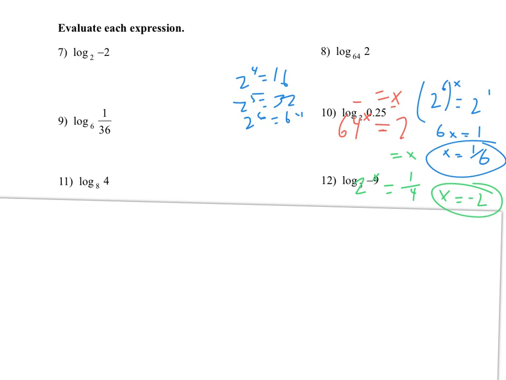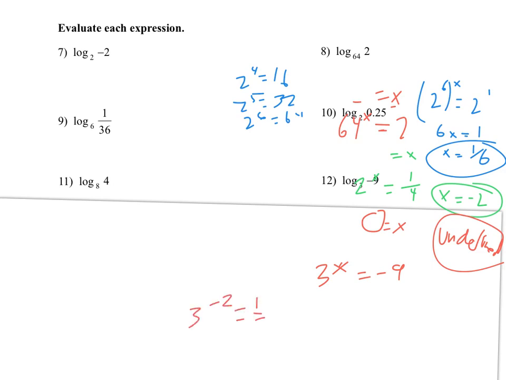And then lastly here for this one, well, actually, I already know that if it's a negative inside here, that's going to be undefined because we're not allowed to have negatives inside of a log. But if you actually switched it to 3 to the x equals -9, you could see that there's no exponent that turns a positive number negative. We know that 3 to the -2 power is actually 1/9. It's not -9. So this is impossible. That's why it's undefined.